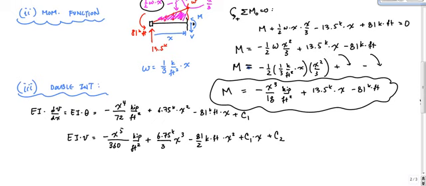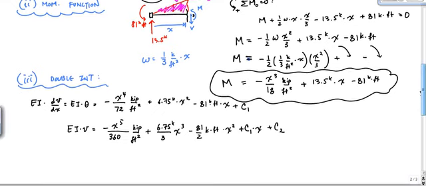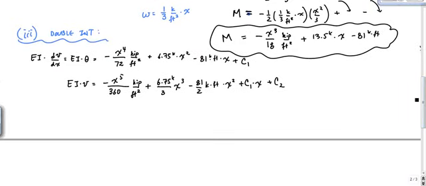That looks okay. And now I want to find these constants. So any questions so far? Nothing? All right, good.